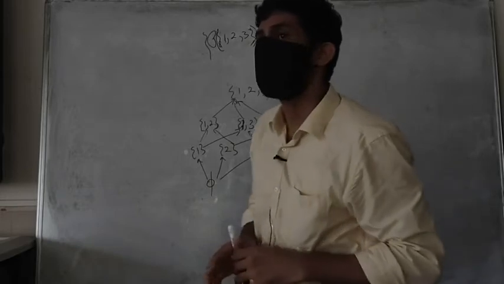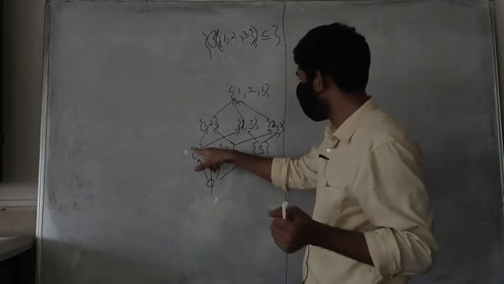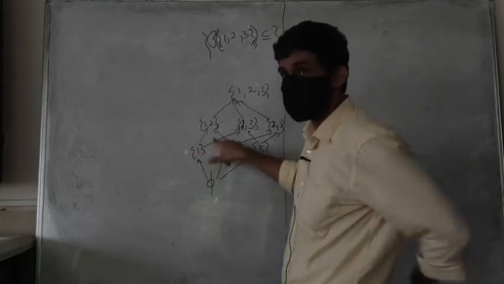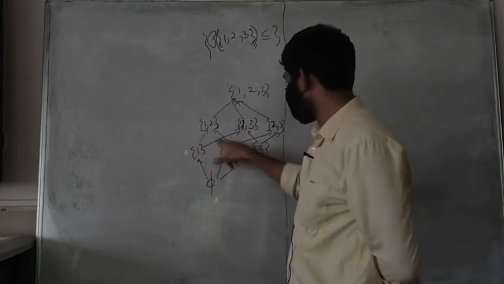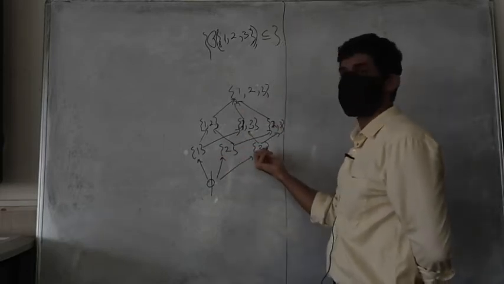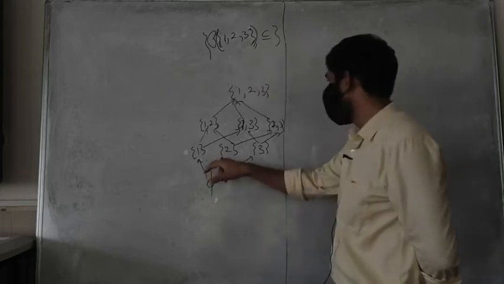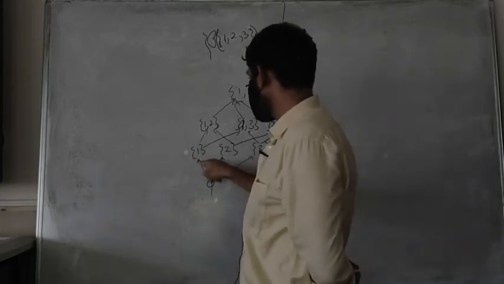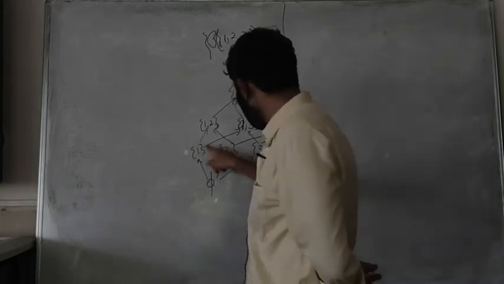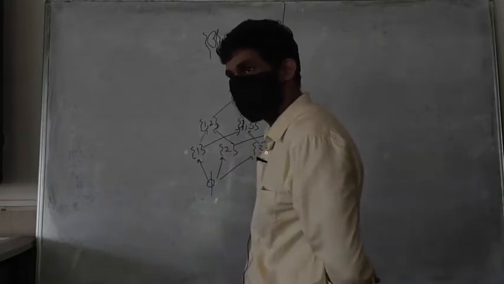So the two options here are: if this is an anti-chain and 2 is in that anti-chain, then you can only extend that with 3. The other option you have is, if this is an anti-chain and this is also there, then what happens?